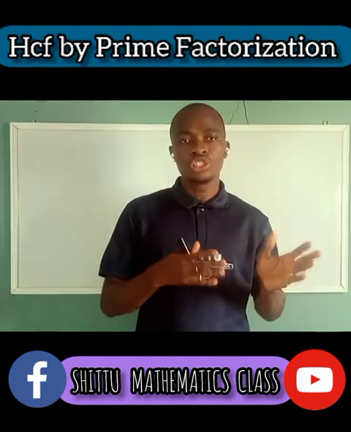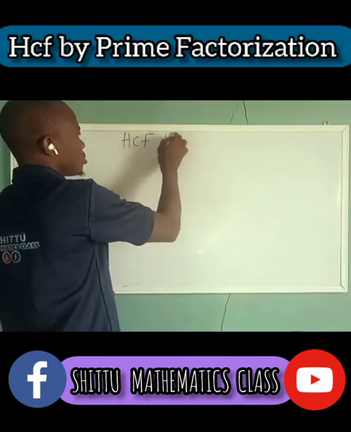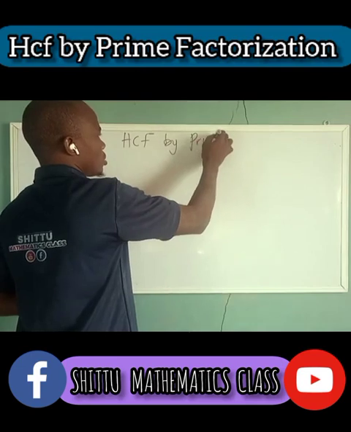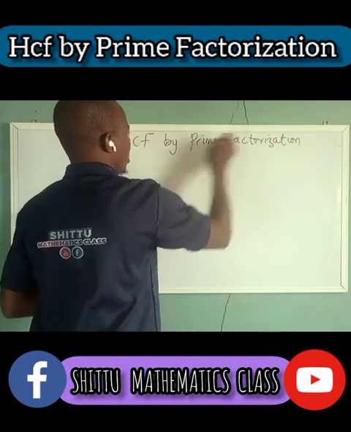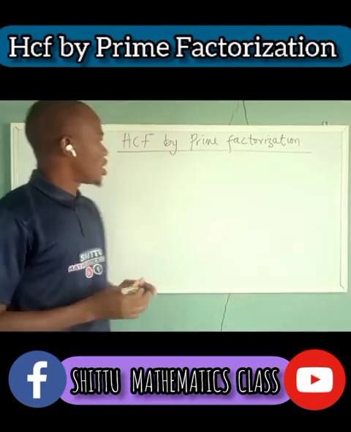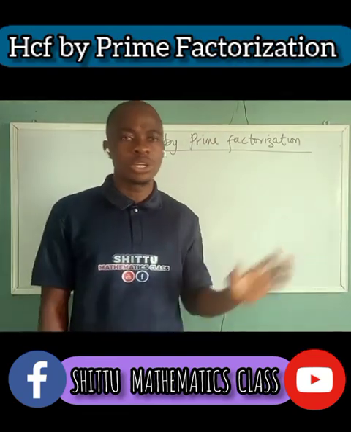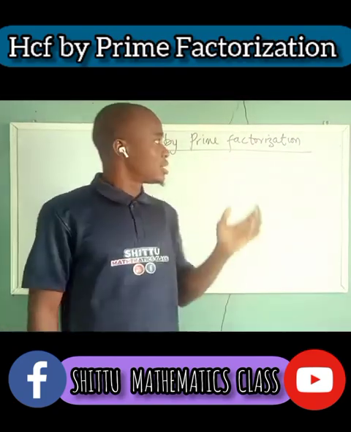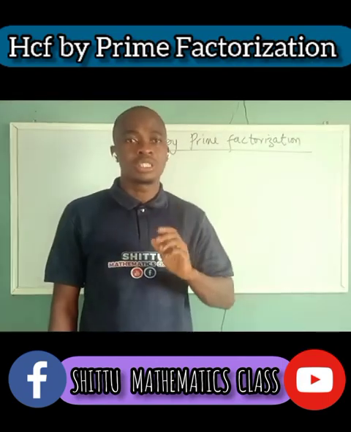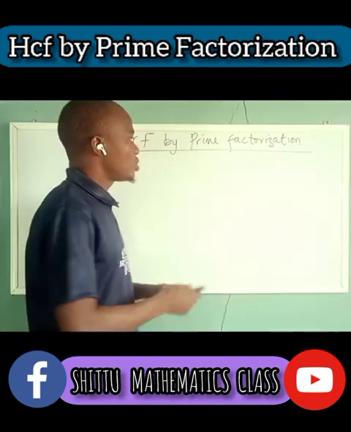We can actually use another method to find the HCF of numbers, and that is going to be HCF by prime factorization. Now, HCF by prime factorization, here we are going to be using prime numbers, and this method, I recommend to be the simplest method to use, because it's just straightforward.